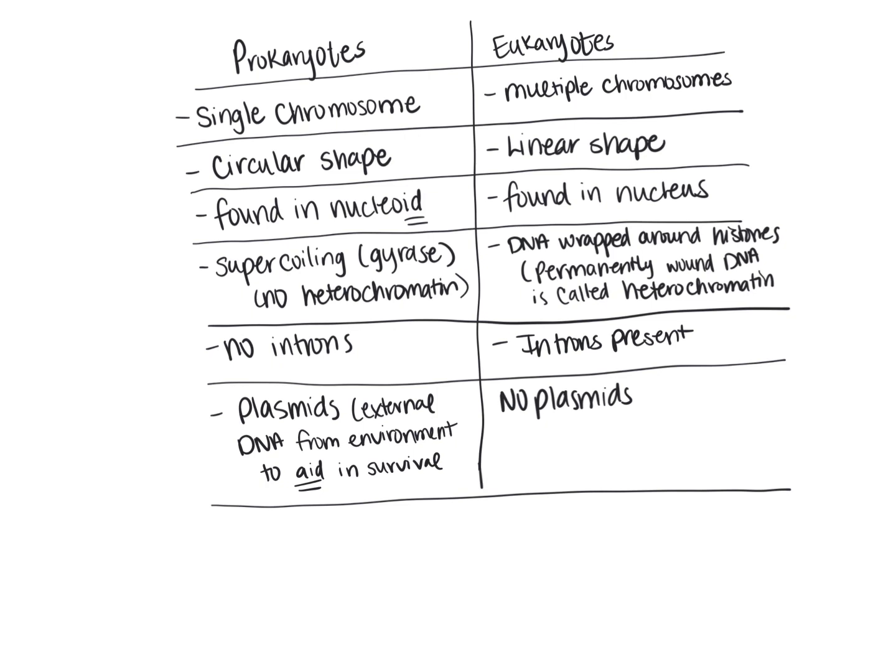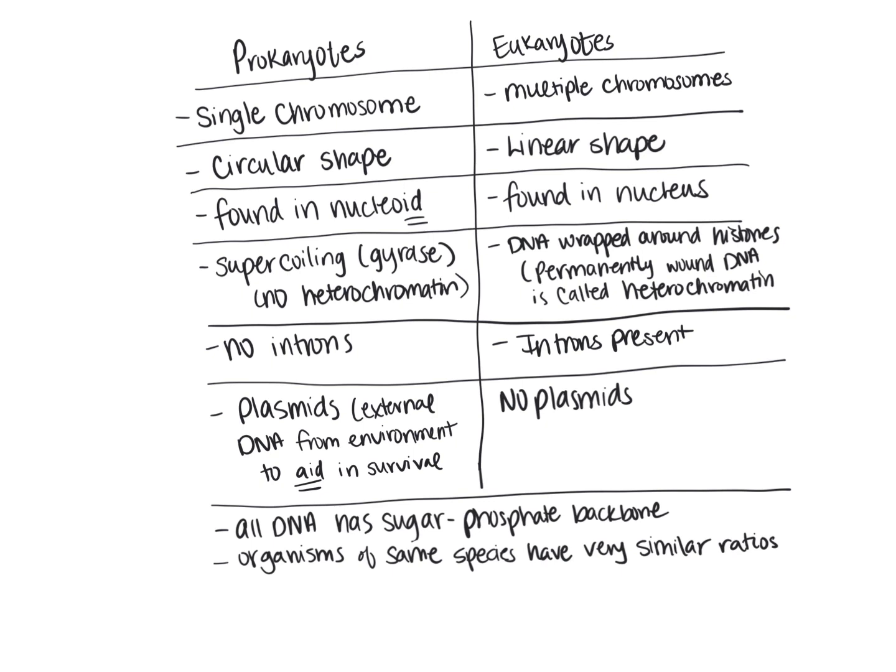It's worth putting at the very bottom what they have in common. All DNA is going to be made up of those nucleotides we had reviewed previously, along with those sugar phosphate backbones. And organisms of the same species will have very similar ratios of those nitrogenous bases. So all humans have very, very similar ratios. Even though we are drastically different in our characteristics, our ratios of A to T, C to G are roughly the same. And that's what can act as that unique fingerprint.